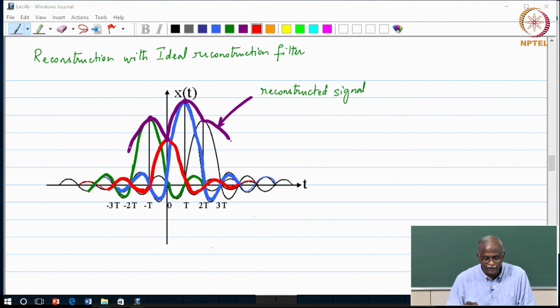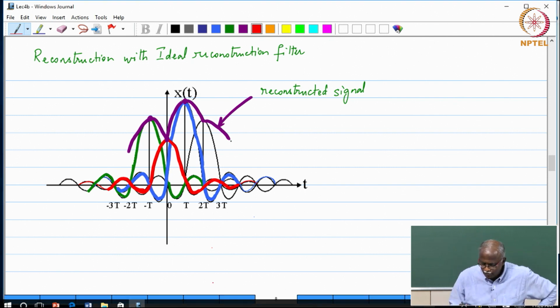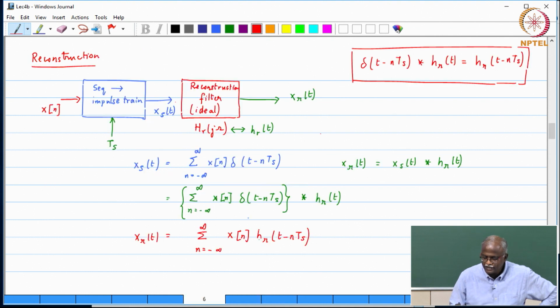And how do I show that? Basically the purple one is the sum of all these signals. Take all these signals that are falling in a certain window, and you will find that at the sampling points you are exactly coinciding with the sample value x of n, and at all the other points the signal is filled in. So, the ability to visualize the reconstruction process in this manner is very, very important.